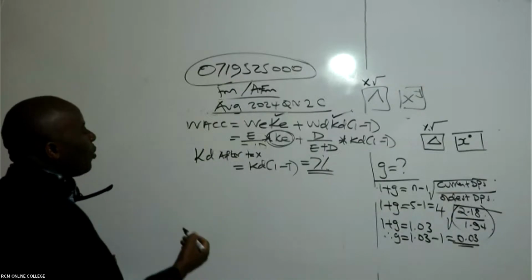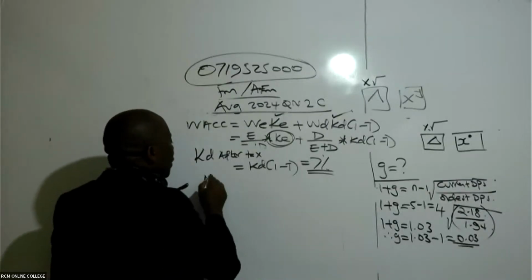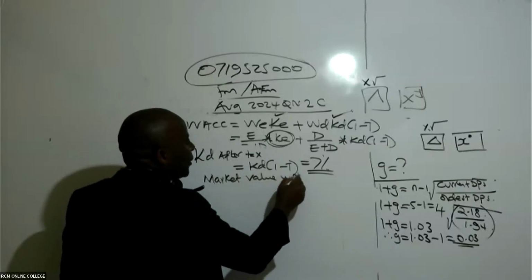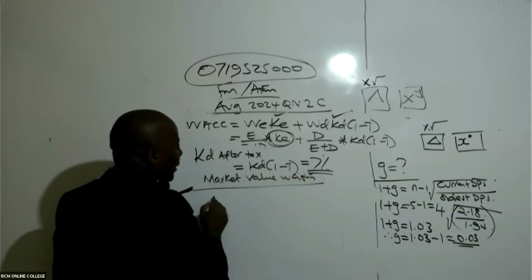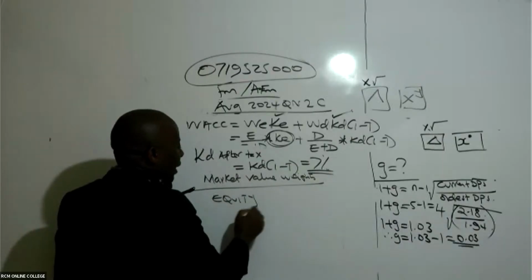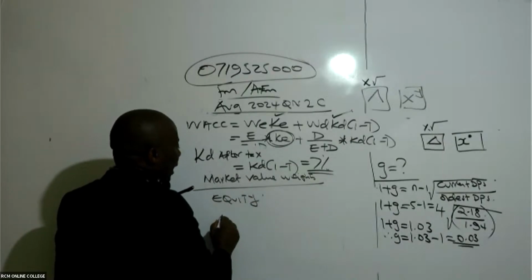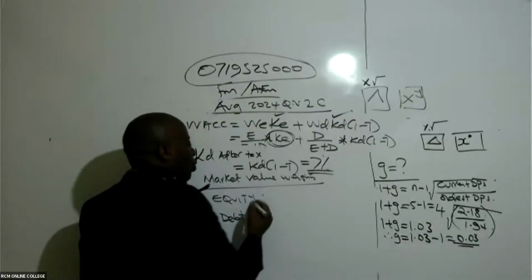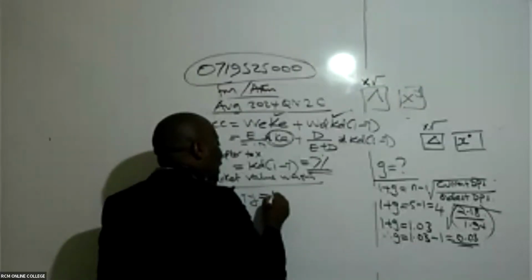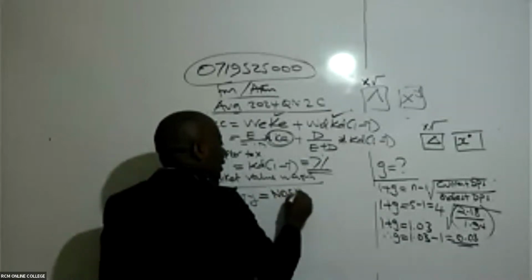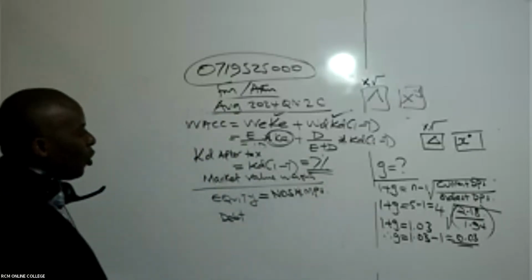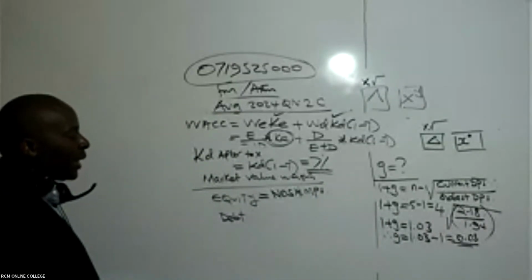Now, the only thing that I would need to do is to give my examiner what we are calling the market value weights, of which I have equity, and I have my debt, two of them. So how do I get the market value weight of equity? I will take the number of ordinary shares given times the market price per share.